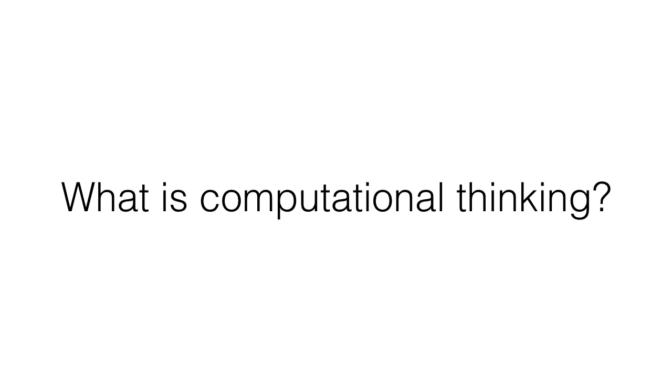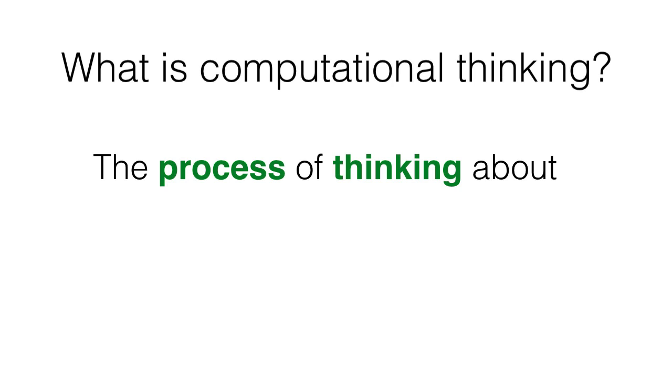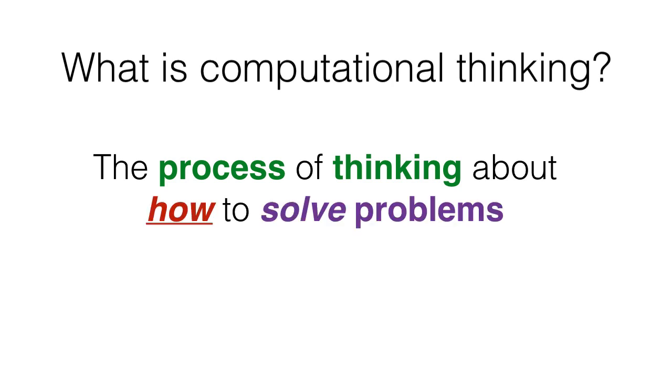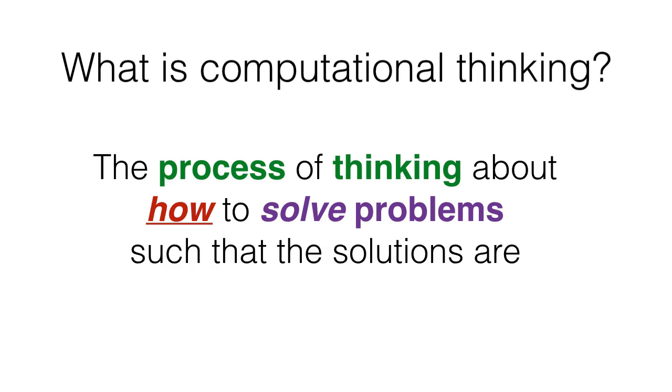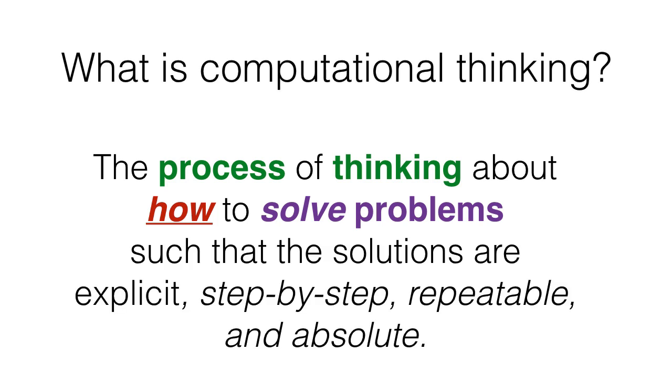All right, so let's put it all together. What is computational thinking? It's the process of thinking about how to solve problems such that the solutions are, and you've seen these before, ready? Explicit, step-by-step, repeatable, and absolute. There, we just tied everything together. That's what computational thinking is. And I walked you through that process, didn't I? Just in the last topic.